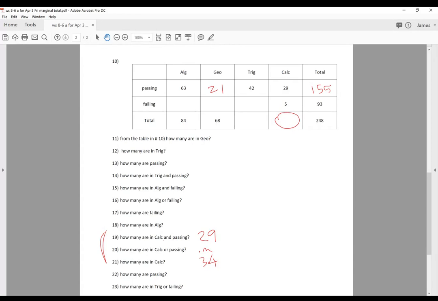Okay, and then one more. Number 24. How many are in either trig or calculus? Again, or means you put it together. So now you're looking at how many people are in trig, these two groups, or means you take these two groups. So if you add those 4 numbers, I don't know how many, but that should be the answer. Okay.